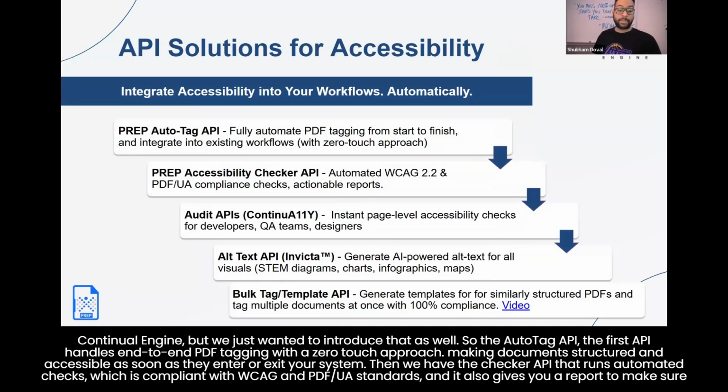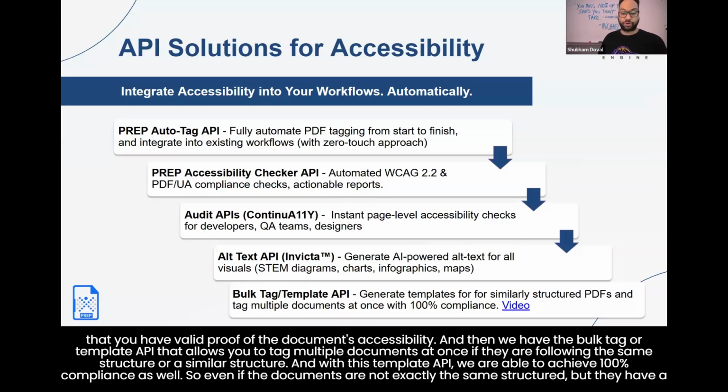Then we have the checker API that runs automated checks for compliance with WCAG and PDF/UA standards. It also gives you a report to make sure that you have valid proof of the document's accessibility.